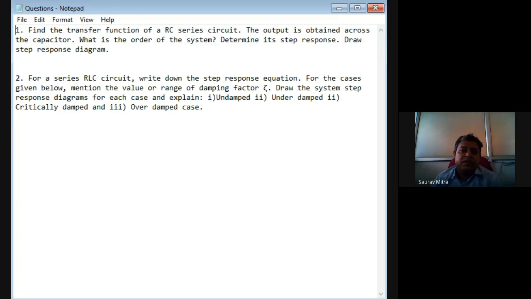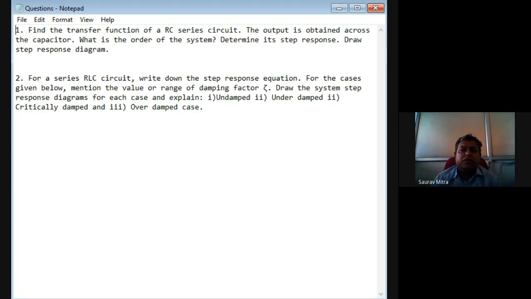So what is the order of the system? The name itself says it's a first order circuit, so order will be 1. That one order we have to find through the transfer function. Determine the step response. Whenever I'm asking determine, I have to find out what is the equation of the step response, and how does the step response look. Then from there will come the definition of time constant. So you have to draw the step response diagram. So that's the first question, all about RC circuit.